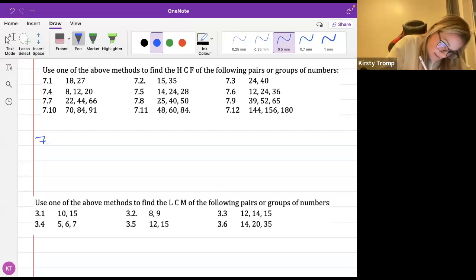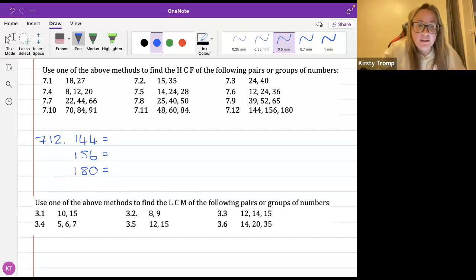All right, so I'm going to try out number 7.12 here. Let's go try out 7.12. For 7.12, I would like to get the prime factors of 144, the prime factors of 156, and the prime factors of 180. So if you can give me some answers here.